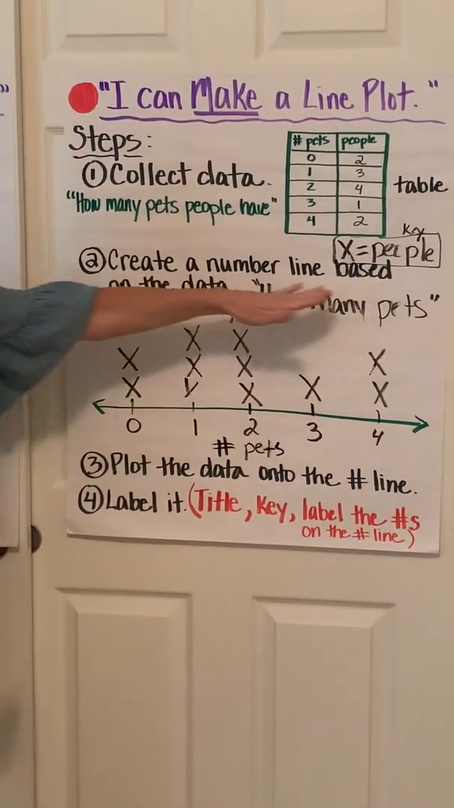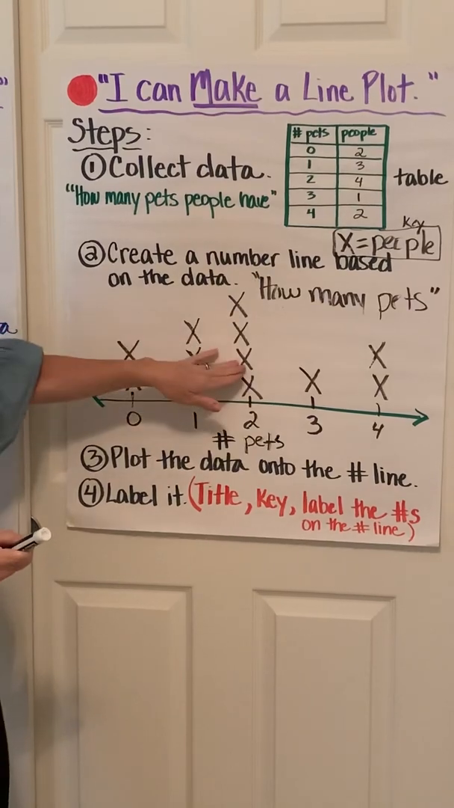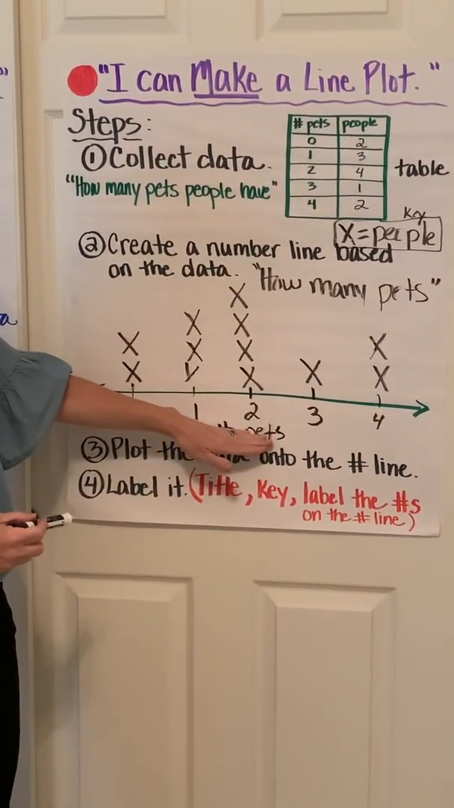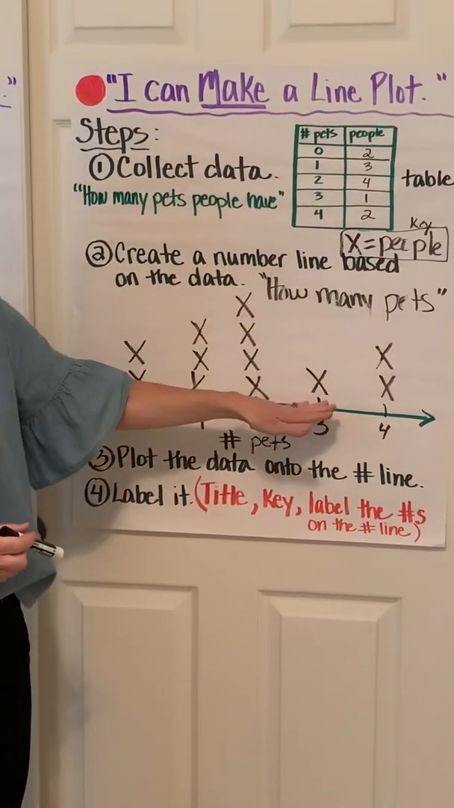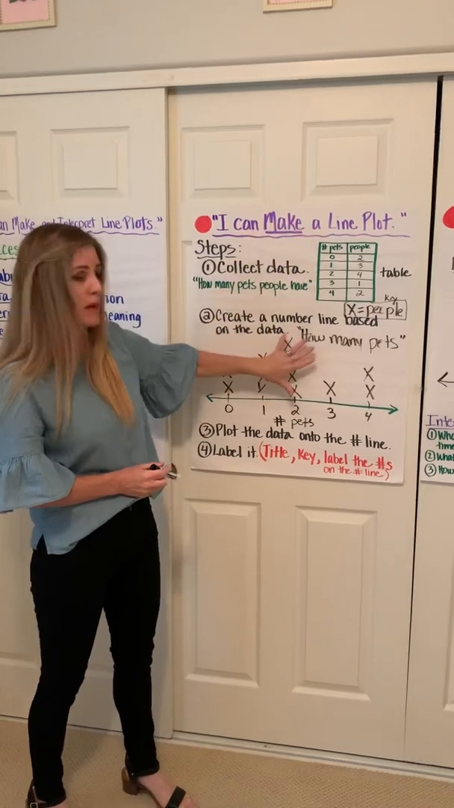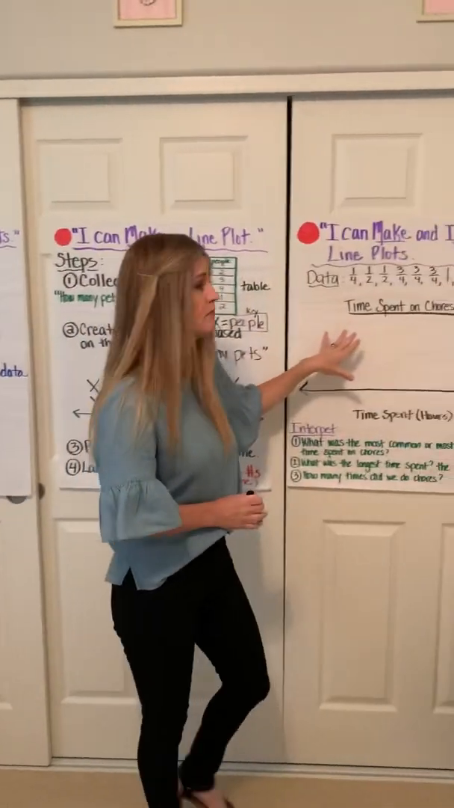And now I have a completed line plot. Again, I've plotted the people, indicated what that means. I have a title. I've labeled my number line. That's how we make a line plot. We're going to come back to this with some questions to interpret in a minute. We're going to come over here.